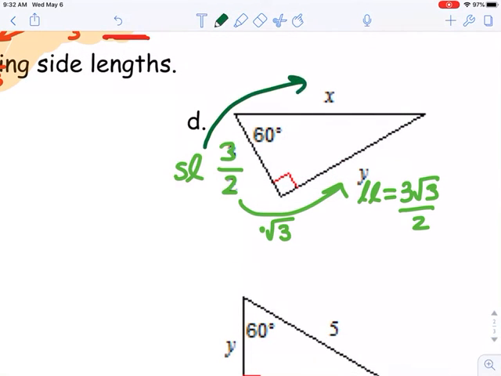And then to get to the hypotenuse, always just multiply the short leg by 2, so the hypotenuse would just be 3.